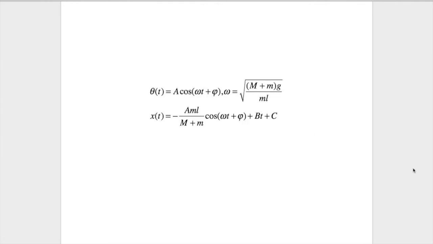The solution to the above differential equation is theta as a function of t equals A cosine omega t plus phi. Here we define A and phi to be two constants which can be determined from initial conditions, and omega is the square root of big M plus little m times g divided by little m times little l. Similarly, we can derive the expression for x, which is minus A m l divided by big M plus little m times cosine omega t plus phi, plus b t plus c, and again A, b, c, and phi are just constants. Both theta and x exhibit some oscillatory behaviors.